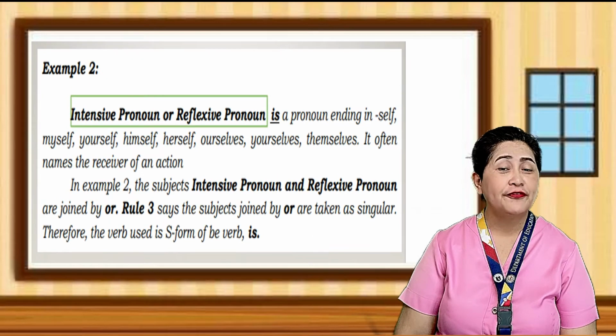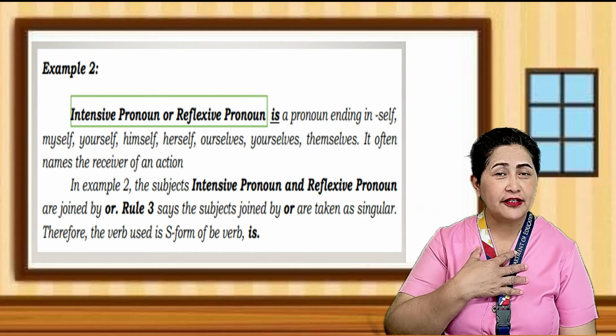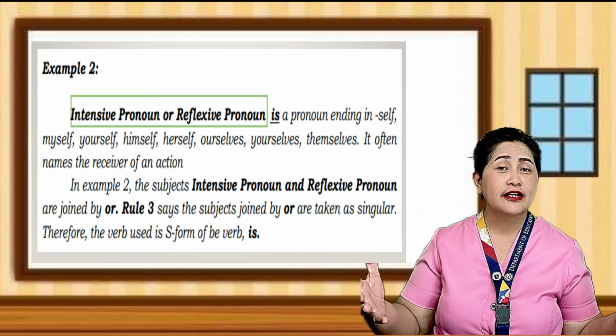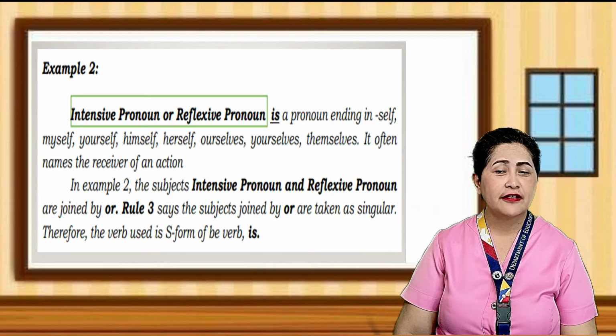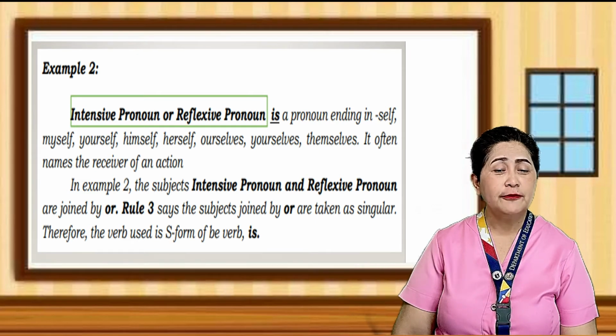Intensive pronoun or reflexive pronoun is a pronoun ending in self: myself, yourself, himself, herself, ourselves, yourselves, themselves. It often names the receiver of an action. Example 2, the subjects intensive pronoun and reflexive pronoun are joined by or. Rule 3 says, the subjects joined by or are taken as singular. Therefore, the verb used is S form of the verb is.